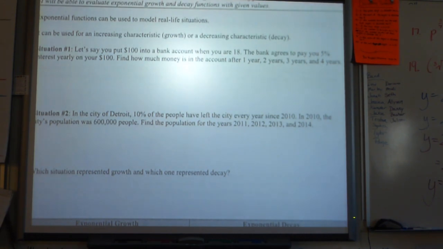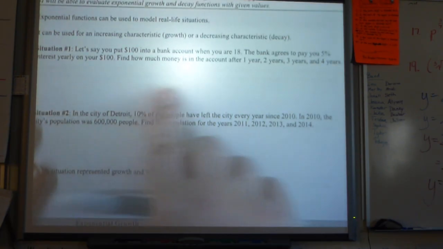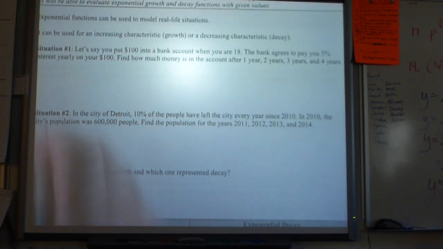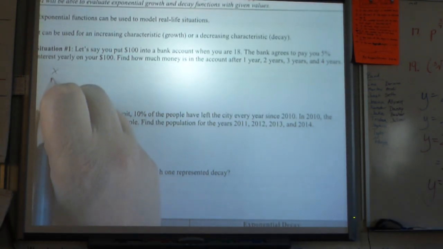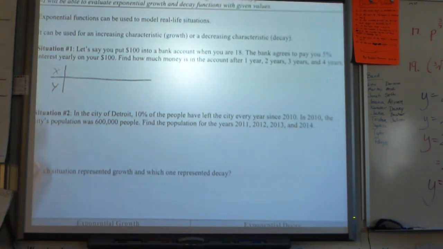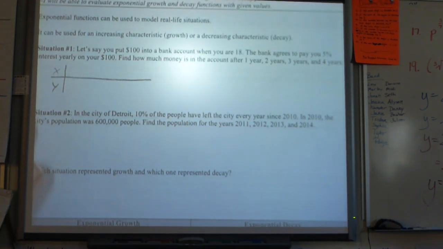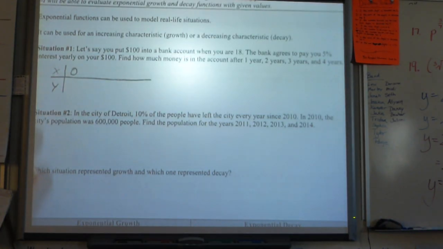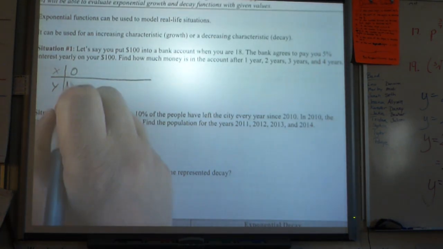Okay? So let's go ahead and represent this with just a table, and we'll calculate it by finding 5% each year and adding that on. So X is our time, Y is our amount of money. Okay, when we start, 0 years have passed. How much money do we have in our account, boys and girls? $100.